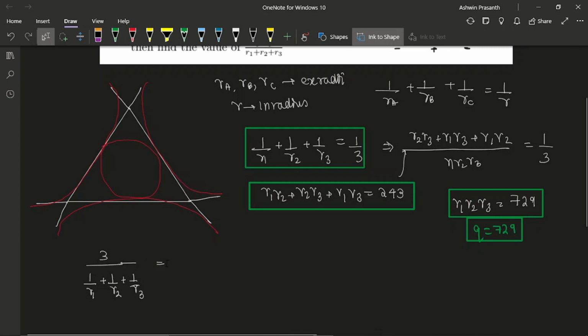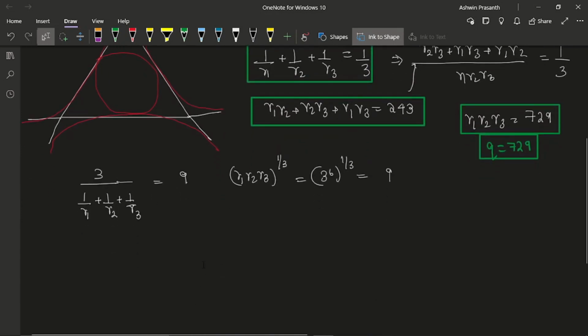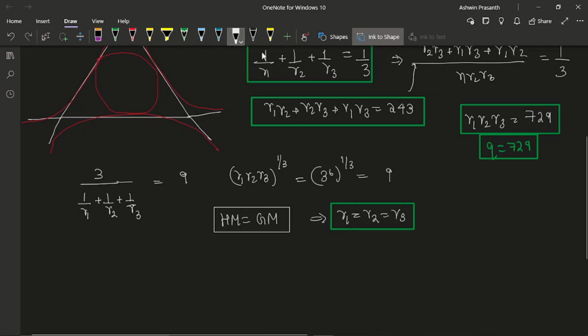We know this quantity is equal to 3 divided by 1 by 3, which is equal to 9. And GM is (r1 r2 r3) raised to 1 by 3. As I said, this is 3 raised to 6, so it will be 3 raised to 6 times 1 by 3. This is 3 squared, which is 9. So we get that HM is equal to GM. This is a very important relation in our case because from this we can say that r1 equals r2 equals r3, because as you know, the only case in which the means are equal is when all the numbers are equal. And we know r1 r2 r3 is 729. From that we can get that all three are equal to 9.